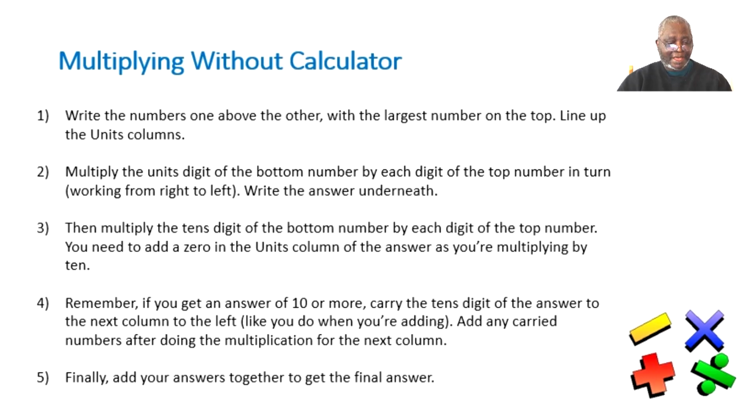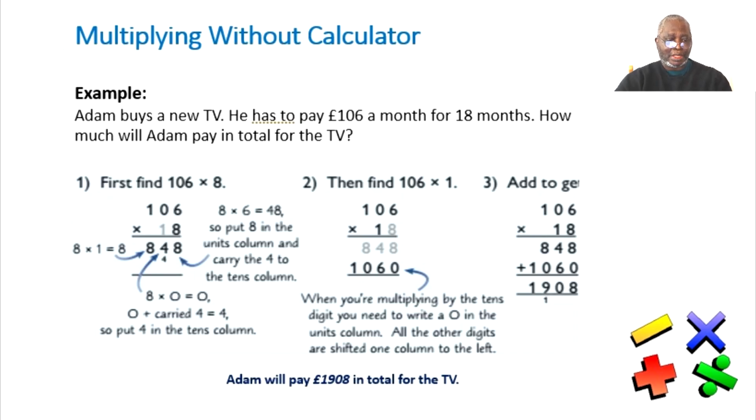Remember, if you get an answer of 10 or more, to carry the tens digit of the answer to the next column, to the left, like you do when you're adding. Add any carried number after doing the multiplication to the next column. And finally, add your answers together to get the final answer. Let's look at an example.